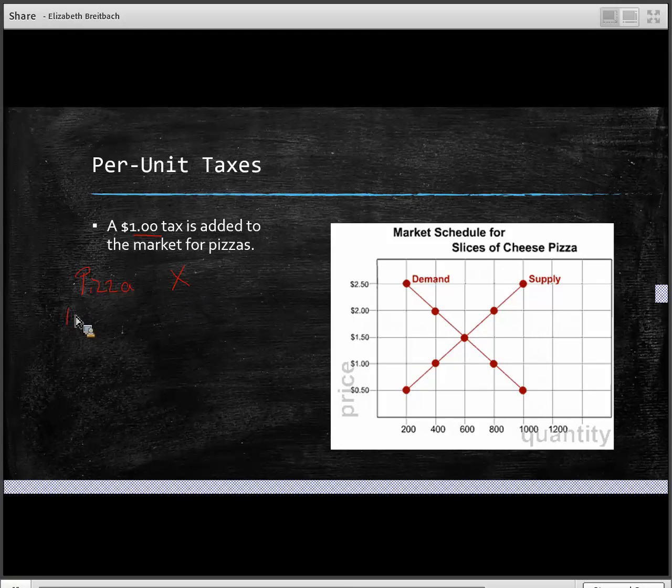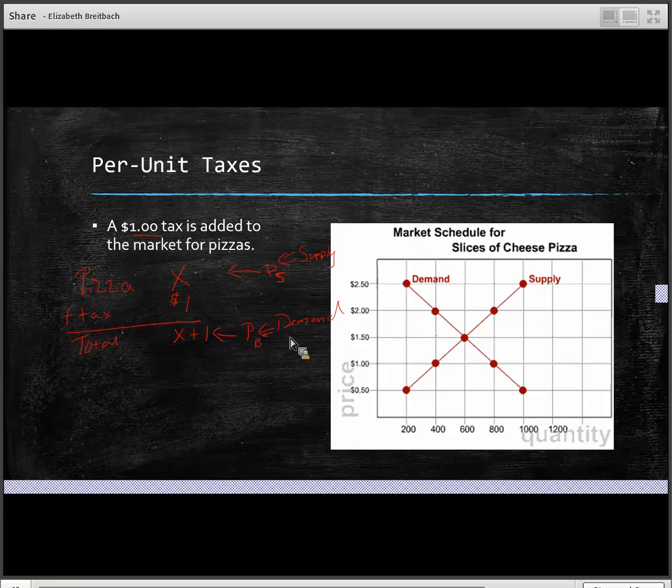Okay? And so we have to start at our equilibrium, and we're going to move to the left because we need that price that buyers pay to be $1 higher than the price sellers receive. Okay, the price sellers receive is determined by the supply curve. The price buyers pay is determined by the demand curve. So we need the demand curve to be $1 above the supply curve. And that happens right here. The demand curve is at $2. The supply curve is at $1.